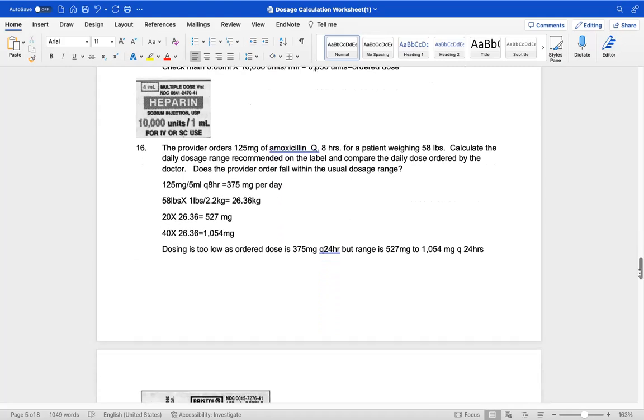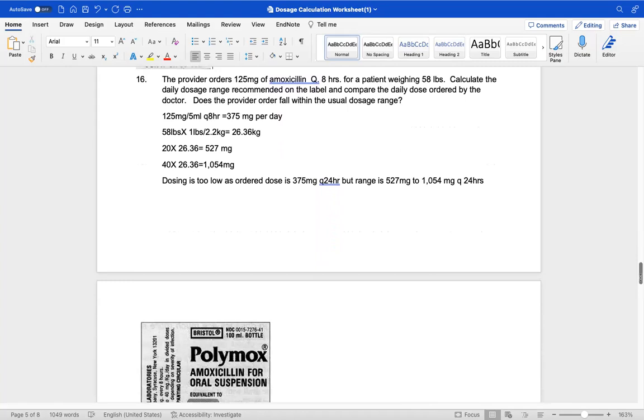Okay, so this one is a little bit more involved. Let me scroll down just a little bit more so you can see this order. The provider is ordering 125 milligrams of amoxicillin every 8 hours for a patient that weighs 58 pounds. We need to calculate the daily dosage range recommended on the label and compare the daily dose ordered by the doctor. Does the provider order fall within the usual dosage range?